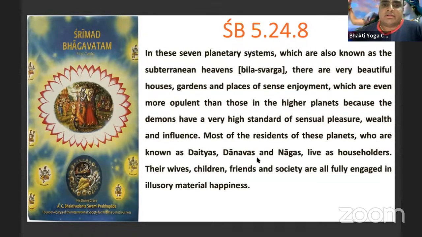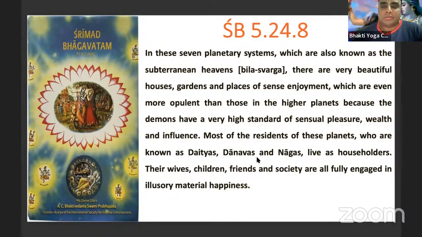In these 7 planetary systems, which are also known as the subterranean heavens, below Swarga, there are very beautiful houses, gardens, and places of sense enjoyment, which are even more opulent than those in the higher planets because the demons have a very high standard of sensual pleasure, wealth, and influence. Most of the residents of these planets, who are known as Daityas, Danavas, and Nagas, live as householders. Their wives, children, friends, and society are all fully engaged in illusory material happiness.